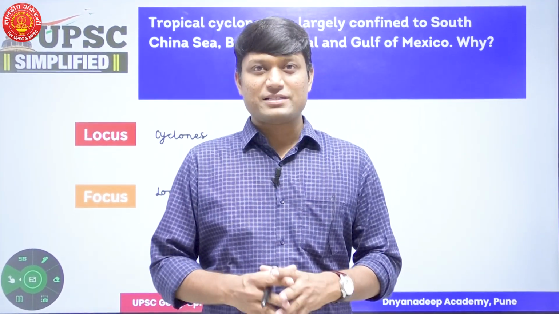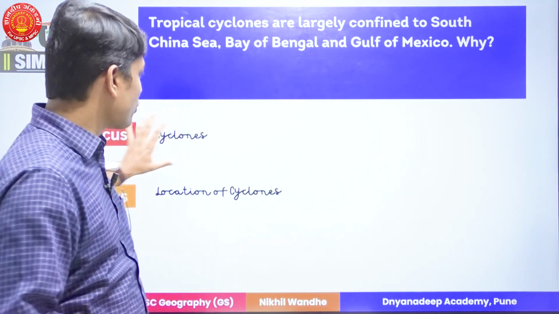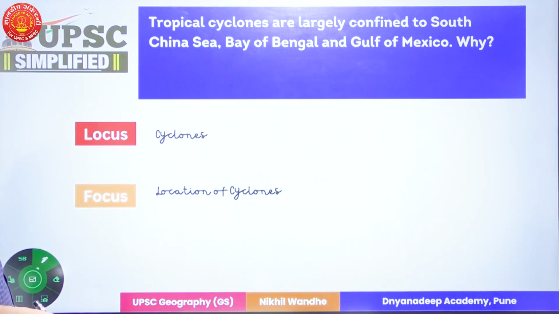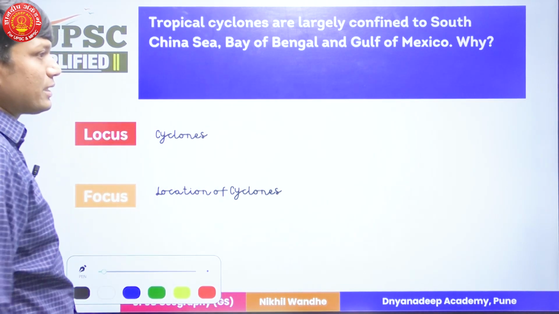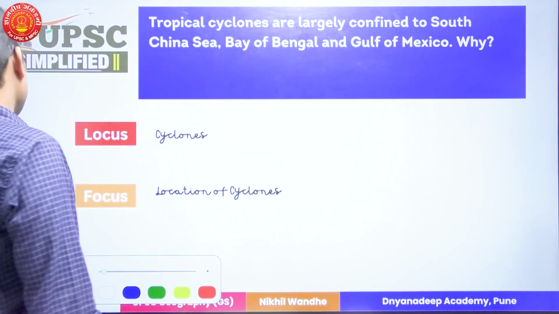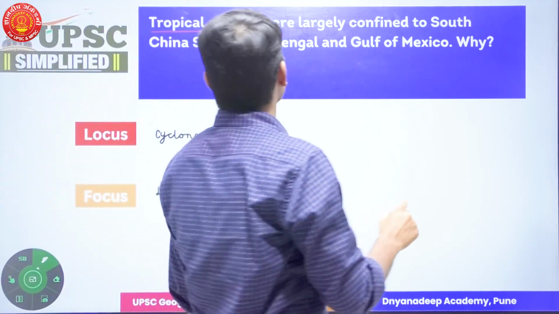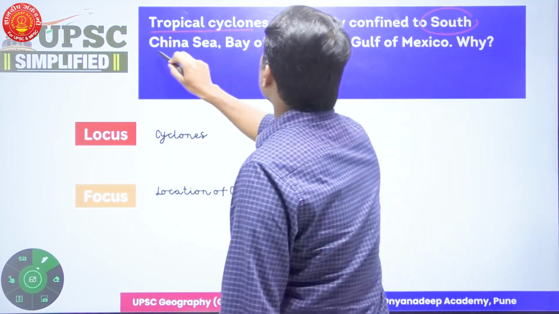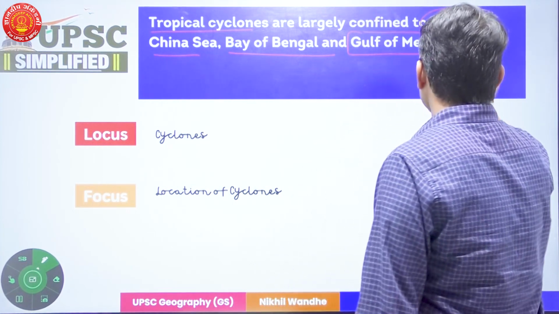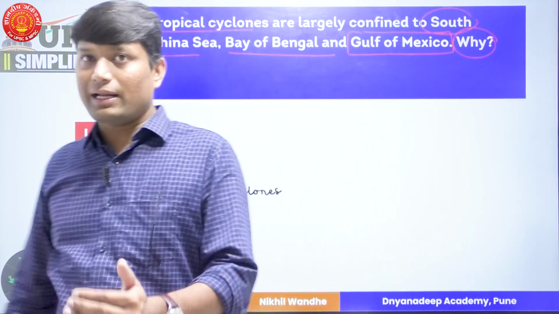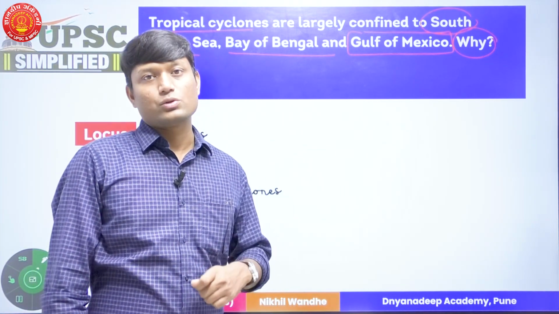In this UPSC Simplified series, we are going to discuss one more question from previous year geography. In this particular question, we have been asked about tropical cyclones. So let us see what is the question. The question reads: tropical cyclones are largely confined to South China Sea, Bay of Bengal and Gulf of Mexico. Why? So you have to provide an answer on the specific location of tropical cyclones.